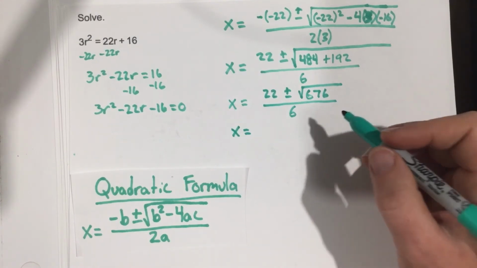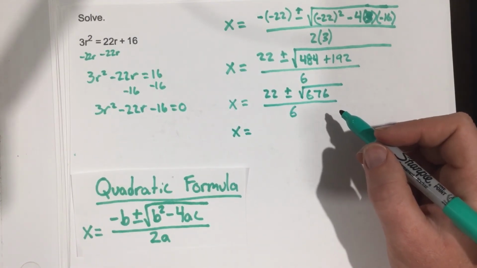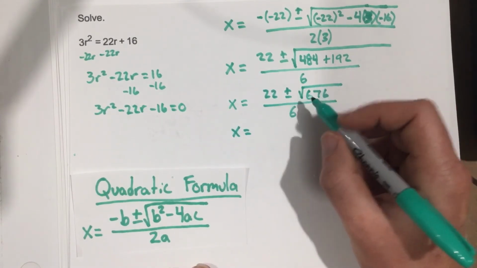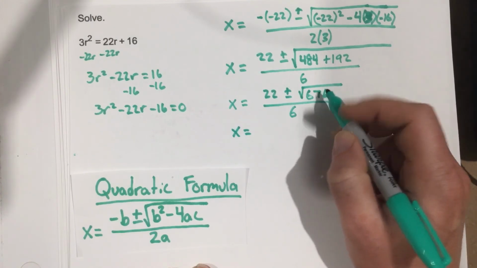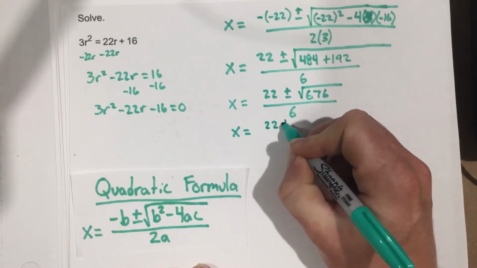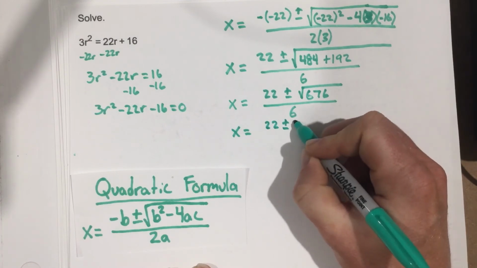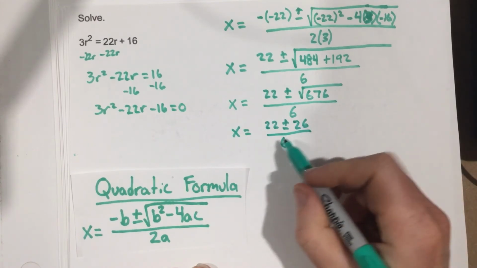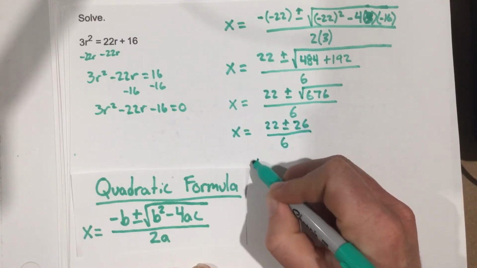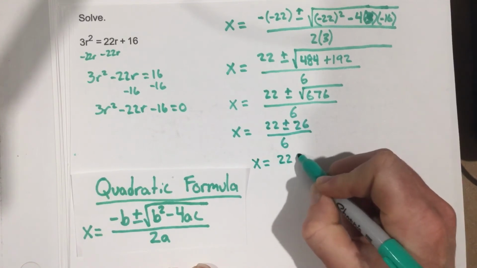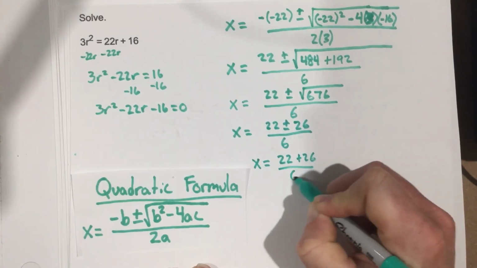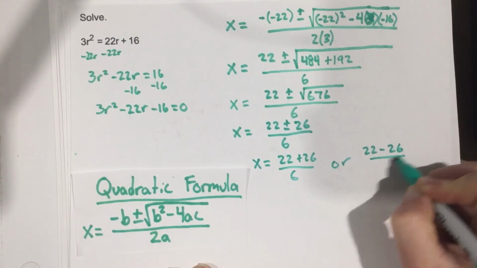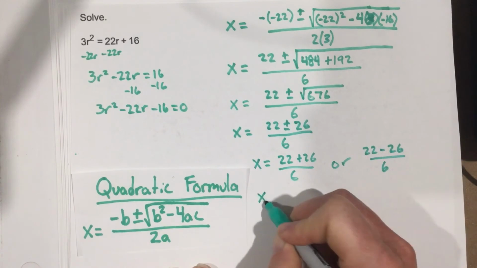Then we can go ahead and take the root of 676, see if it works out nicely. Sometimes you'll have to reduce this, which is kind of a pain, but in this case, root of 676 is 26. So we get 22 plus and minus 26 over 6. At this point now, because there's 2 versions of this, I'm going to say x equals 22 plus 26 over 6, or 22 minus 26 over 6. And then evaluate those down.